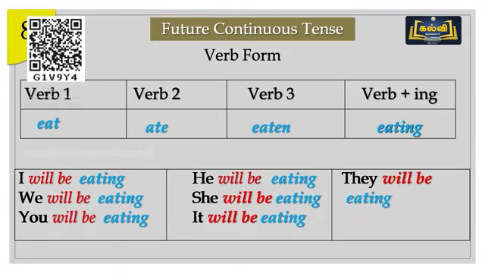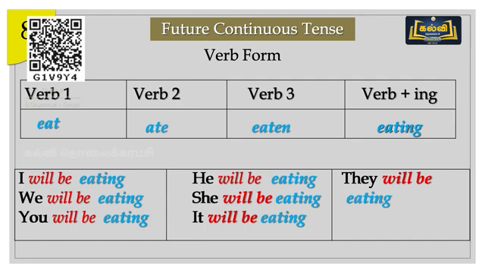Are you ready? Yeah. The next tense is future continuous tense. In past continuous, we saw that at a certain point in the past some action was in progress. Future continuous tense, the same thing. At a certain point in the future, an action will be in progress. Before exploring the usages, let us look at the verb form. Verb 1, verb 2, verb 3, and verb plus ing. Let us take, for example, eat, ate, eaten, eating.